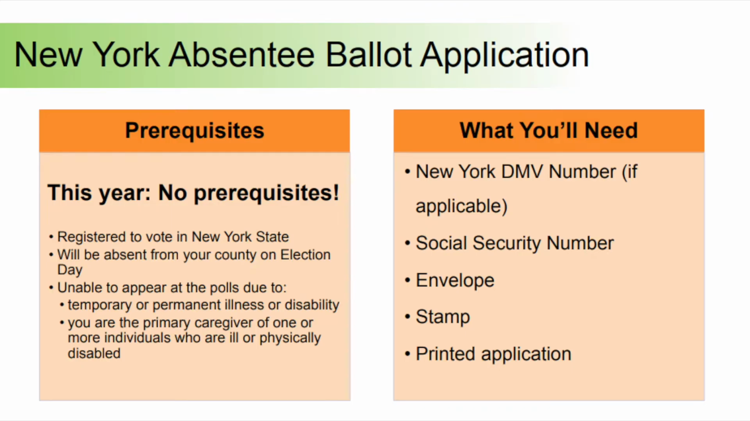Here is an example of a New York absentee ballot application. To qualify, you must be registered to vote in New York State, will be absent from your county on election day, and cannot appear at the polls for an acceptable reason to qualify for an absentee ballot. Also, you will need a New York DMV number, if that applies to you, social security number, envelope, stamp, and printed application. You can also request a ballot online if your state accepts online requests.